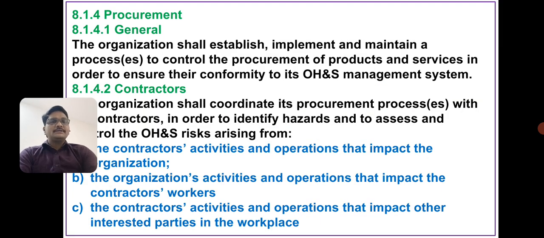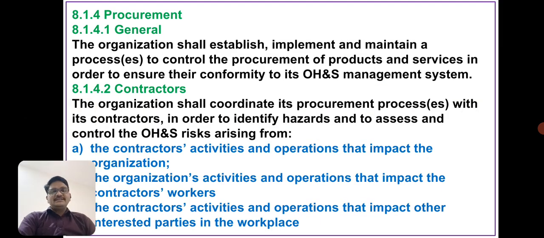Now, next subclause is procurement, that is 8.1.4. The general requirement is given in 8.1.4.1. The organization shall establish, implement and maintain a process to control the procurement of products and services in order to ensure their conformity to the OHS management system. Now, next subclause is 8.1.4.2, that is contractors.